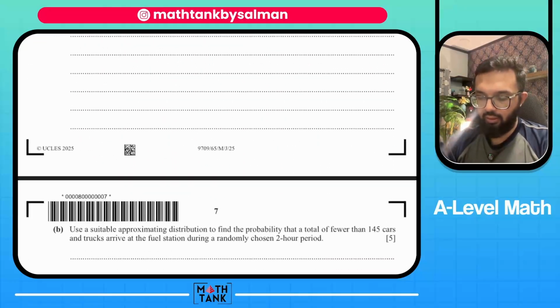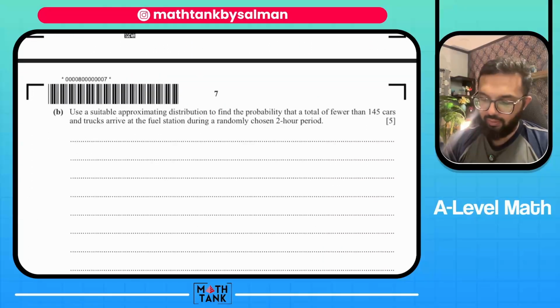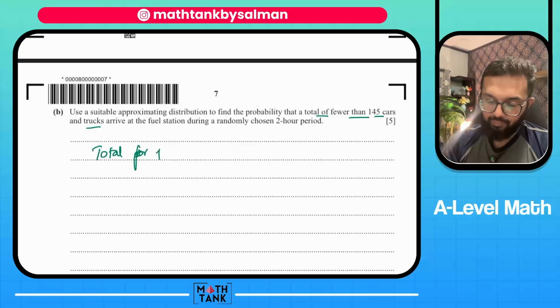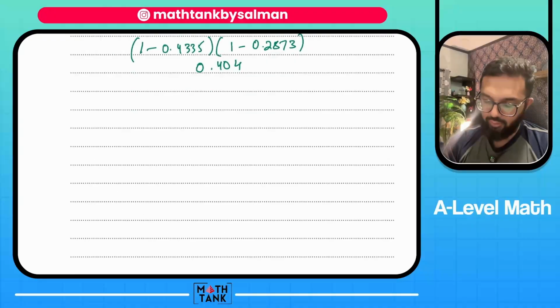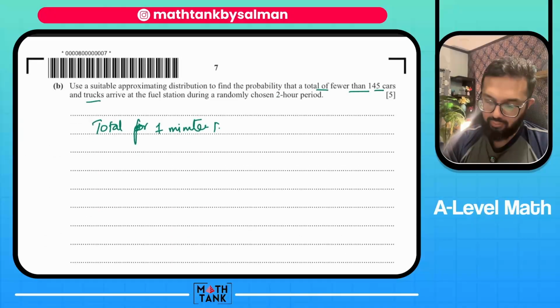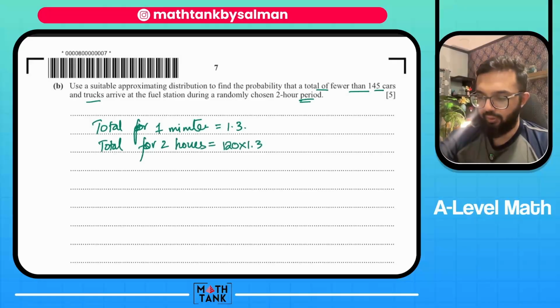Okay, 4B. Use a suitable approximation to find the probability that a total of fewer than 145 cars and trucks arrive. Okay, so I'm talking about the total now. The total for 1 minute is 1.3. Two-hour period. Total for 2 hours is 120 times 1.3, which is 156.